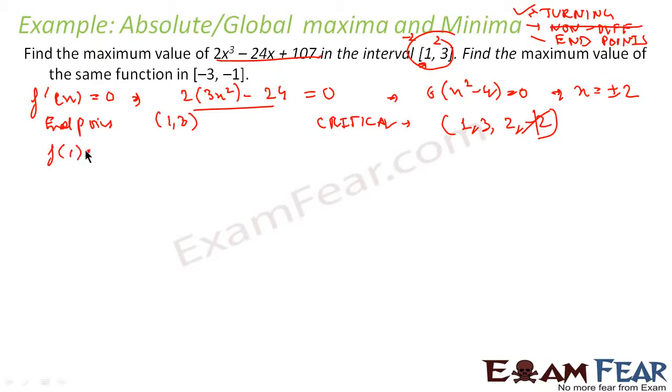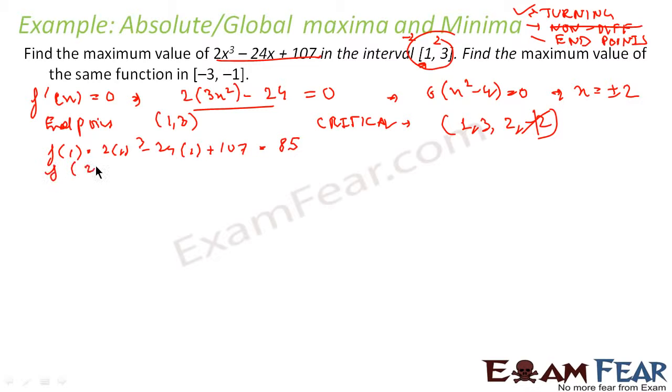F of 1 will be nothing but 2 into 1 cube minus 24 into x, that is 1, plus 107. We solve this, it becomes 2 minus 24 is minus 22 plus 107, that is 85.